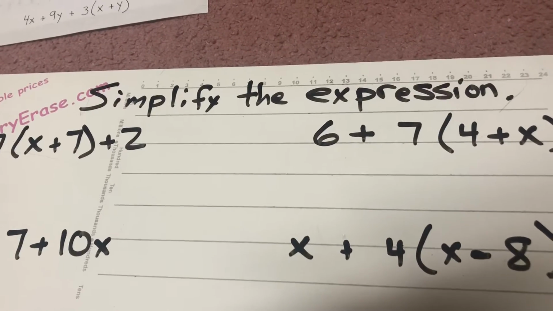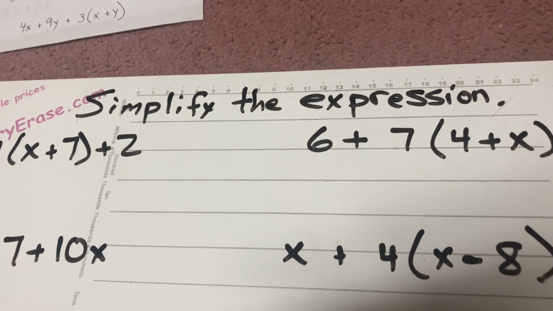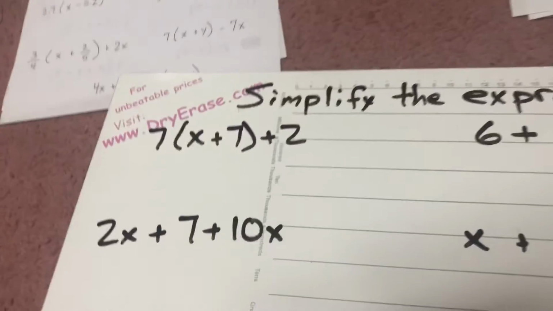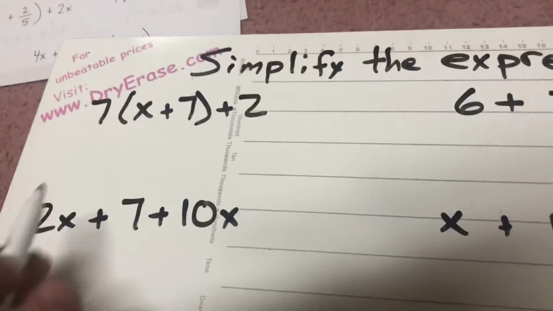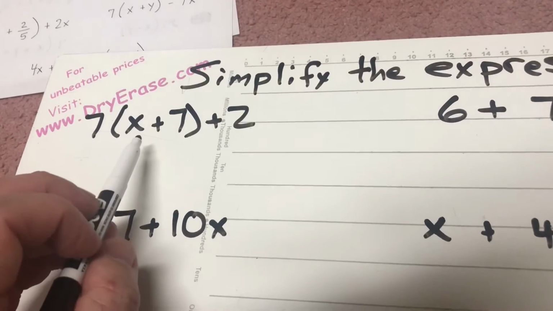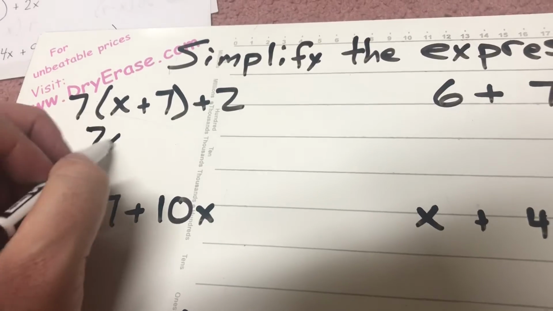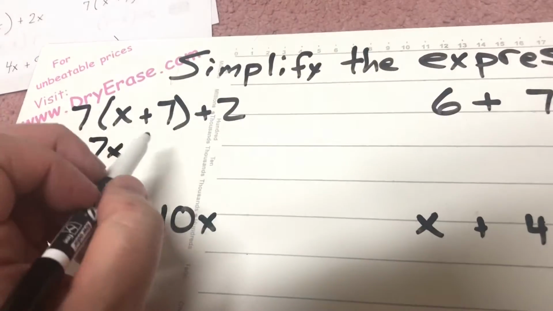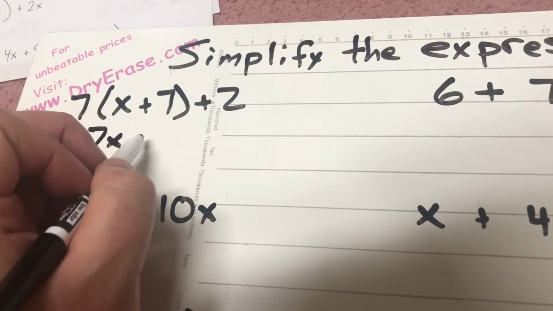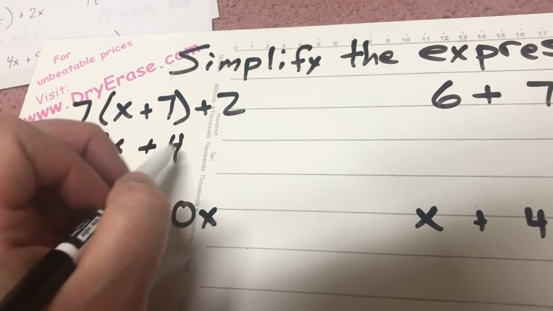These directions are going to sound familiar here in this chapter. Simplify the expression. Once again, I'm looking for things I can combine. Well, once again, I've got a number right next to parentheses. So I've got 7 times x. I need to remember that 7x. 7 times a plus 7, well, 7 times 7 is 49.